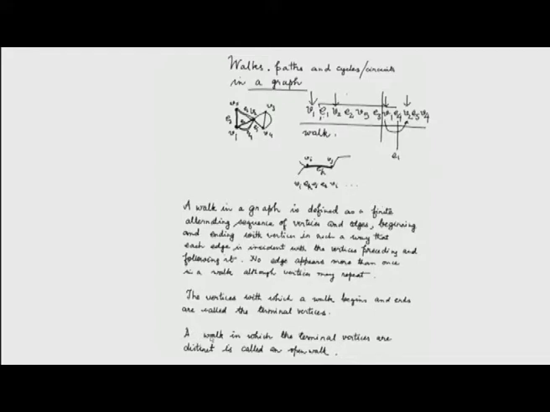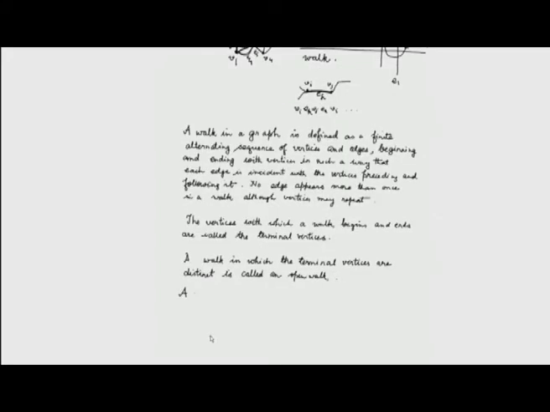A walk in which the terminal vertices are the same is called a closed walk. So, we have got the concept of an open walk and a closed walk.